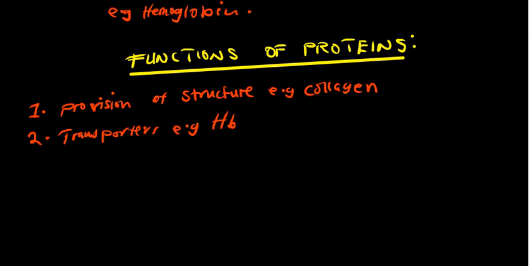So we have also proteins as enzymes, for catalysis. Since enzymes are catalysts, that means these enzymes speed up the rate of chemical reactions, and they speed the rate of chemical reaction by reducing the activation energy.